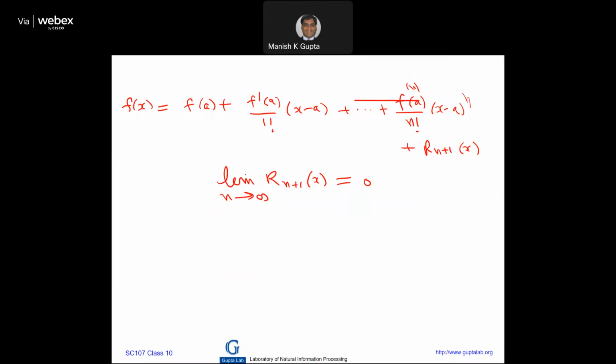JEE में नहीं पढ़ा है? Anyway, I will mention it. You can prove it again with that epsilon delta business, but I'll just mention this result. So we are going to use that result to show that this remainder goes towards 0.